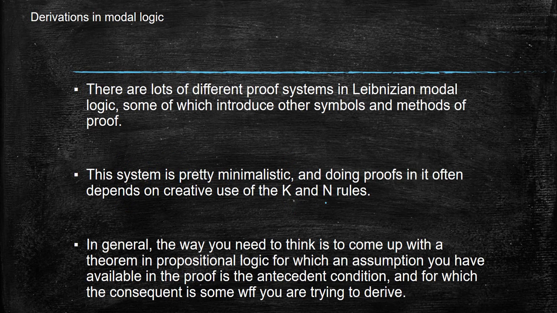So there are lots of different proof systems under the general heading of Leibnizian modal logic, some of which introduce other symbols and methods of proof. This system is pretty minimalistic, and doing proofs in it often depends on the creative use of the K and the N rules. In general, the way you need to think is to come up with a theorem in propositional logic for which an assumption you have available in the proof is the antecedent condition, and for which the consequent is some wff that you are trying to derive.